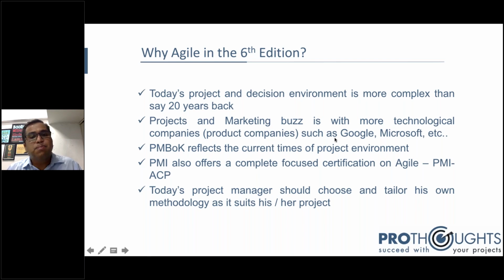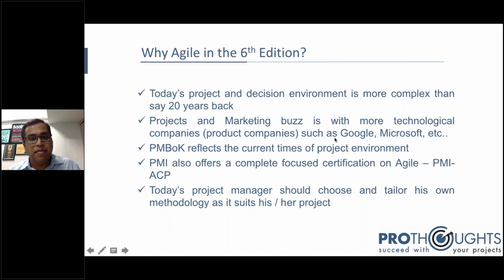And these people are product companies, and they do projects in a different way. They can actually experiment a lot as well. And these are the companies who are doing, okay, agile projects. Okay, Amazon is a company which does PMP waterfall projects.